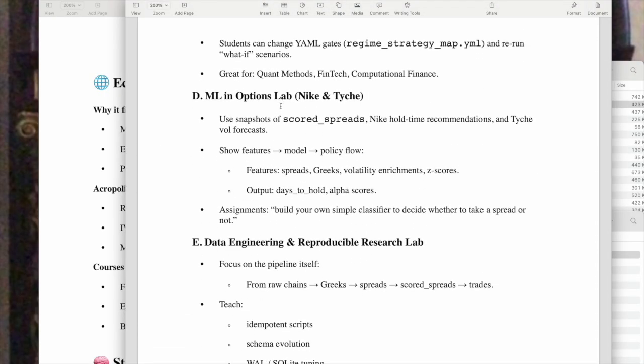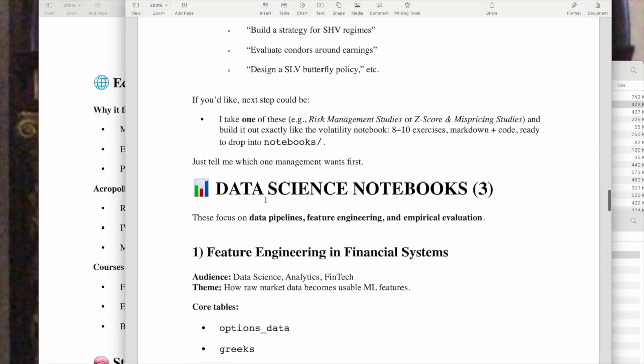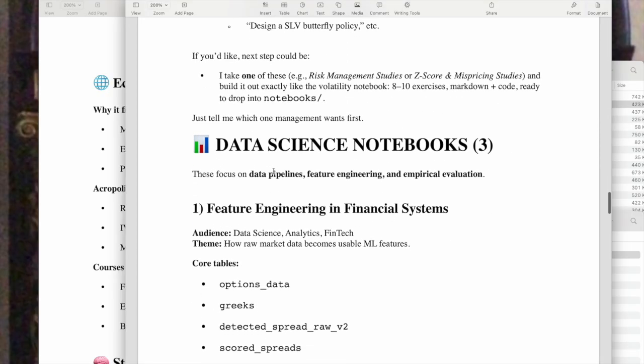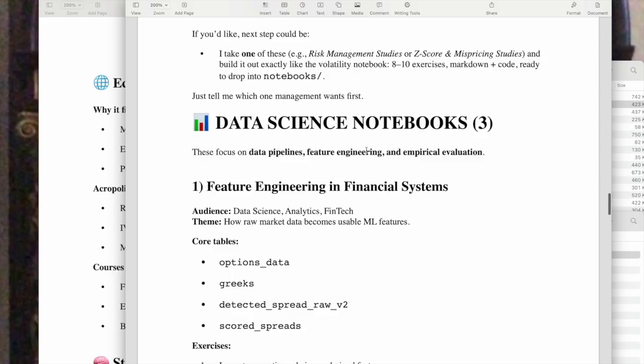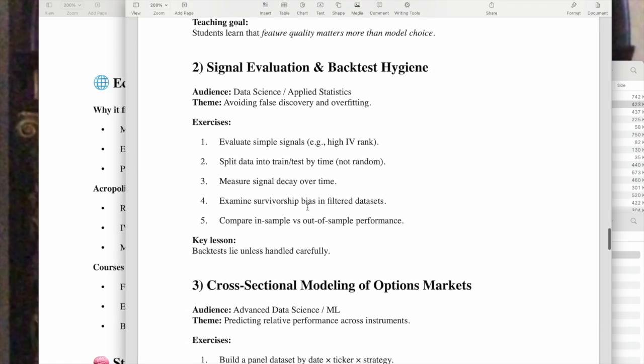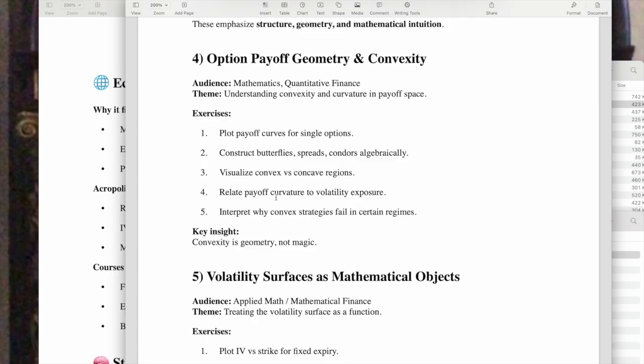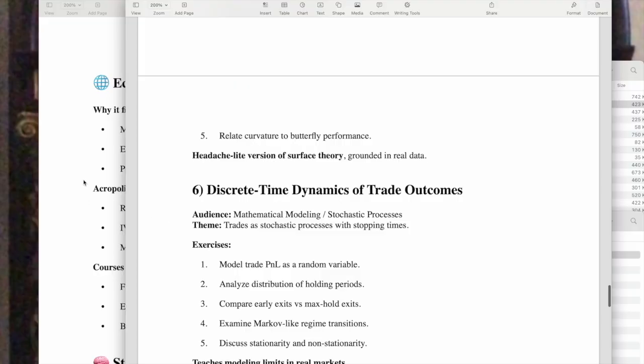And so what we want to do is use Acropolis as the backbone to unite all these different departments: data engineering, machine learning, and the multidisciplinary capstone. So we can do data science notebooks specifically on pipelines, feature engineering, and all these things can be done with the same underlying software here. But let's zoom out even further. There's mathematics, the structure and geometry of these deals, of the contracts, of the spreads. We can go out even further.